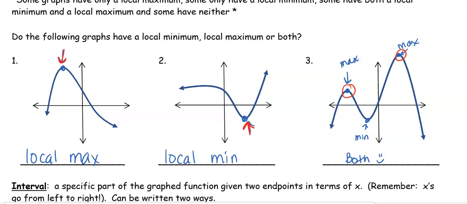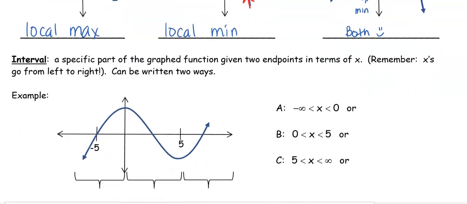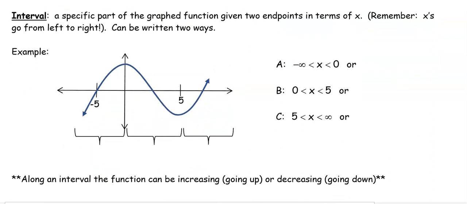Something a little bit more challenging for you guys. Talking about different intervals. We look at a graph, we could have different intervals on that graph. An interval is a specific part of the graph function given two endpoints. So between x and y, well, let's use a's and b's because x's and y's can get confusing on a graph. So between a and b, between c and d, between these two specific endpoints, what's happening on the graph? Remember that x's go from left to right. So when we talk about intervals, we're going to be talking about their movement from left to right.